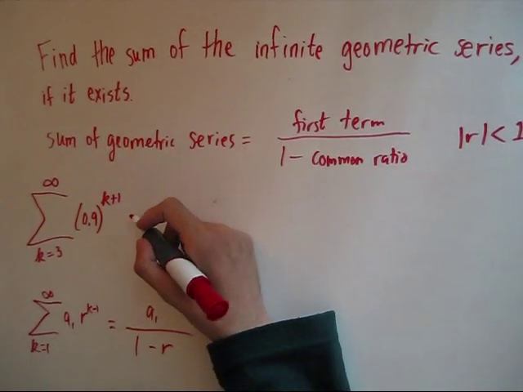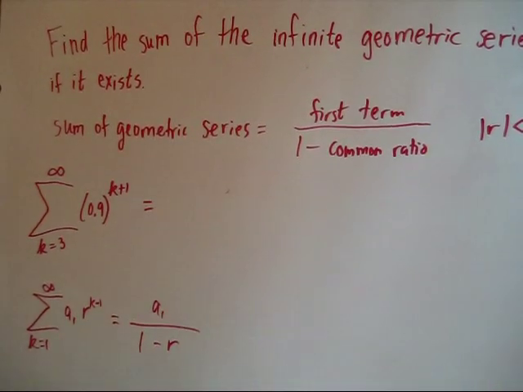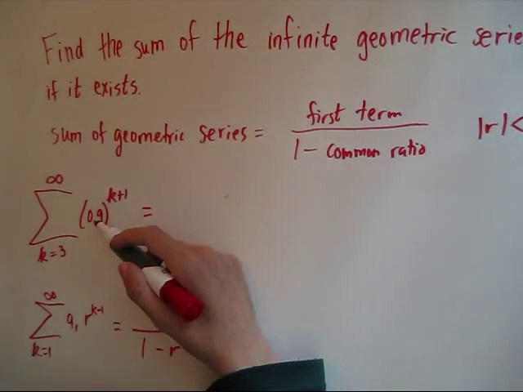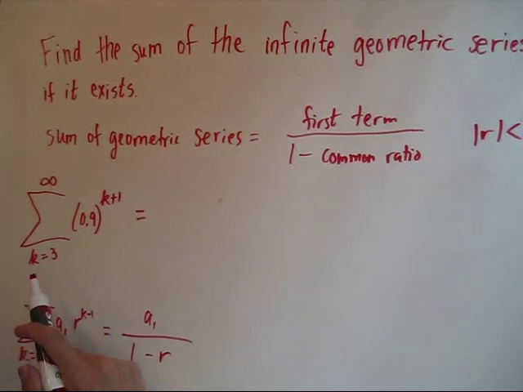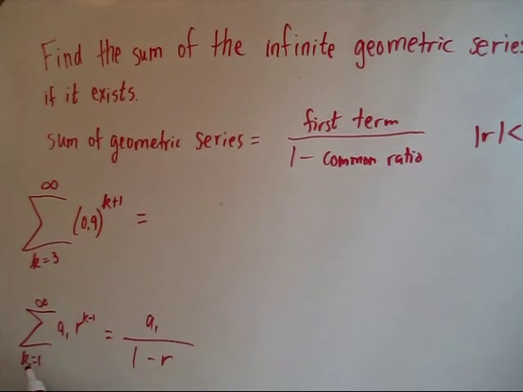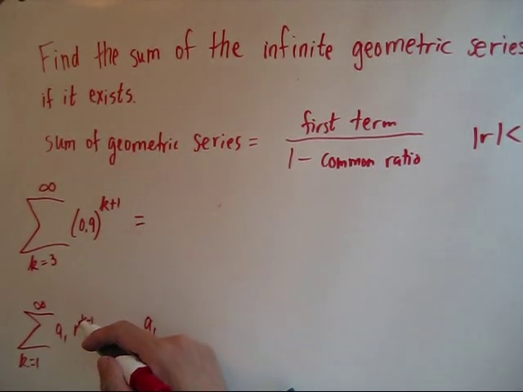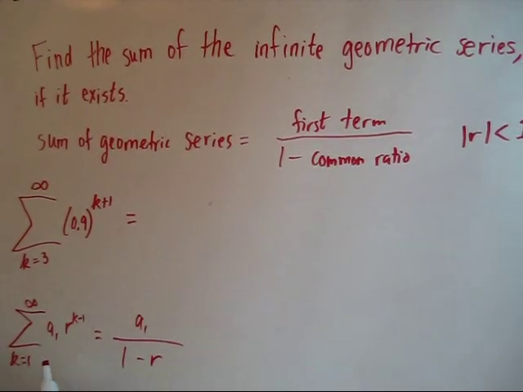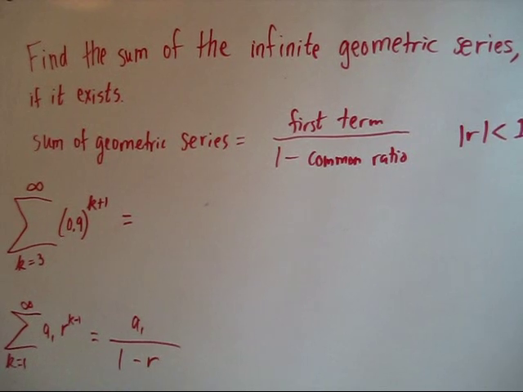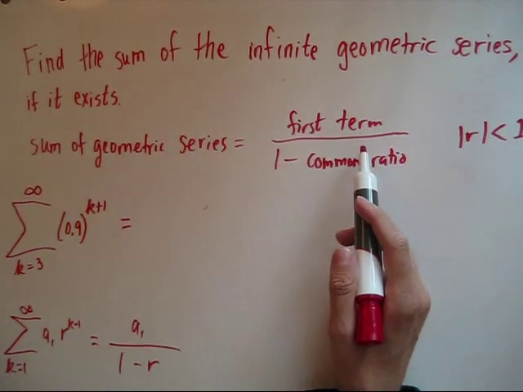We'd like to find this sum. Now, this is a geometric series. We have something to the power. However, it is not of this form. For example, we start at 3 here instead of 1. We have a k plus 1 instead of k minus 1. You can fiddle with the index and rewrite it so it's in this form. A faster way is to just use this one.